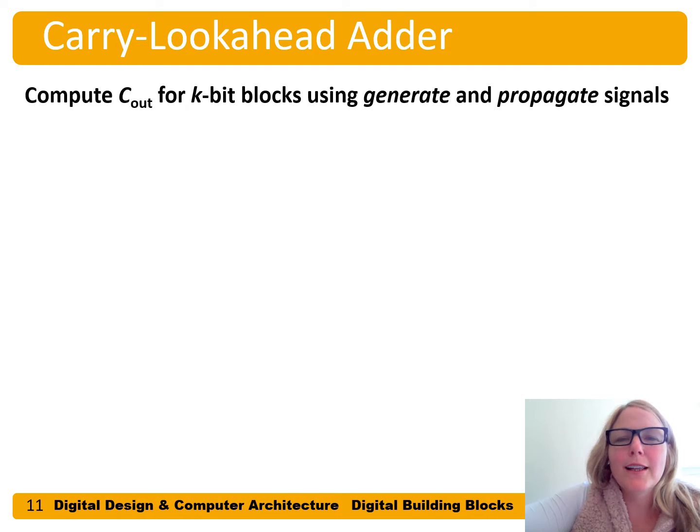So now we want to look at how we can speed up this process of having that carry ripple through each of the 1-bit adders. Well, we'd rather it not, right? That's the slow path. So we want to actually figure out how to speed up that path.